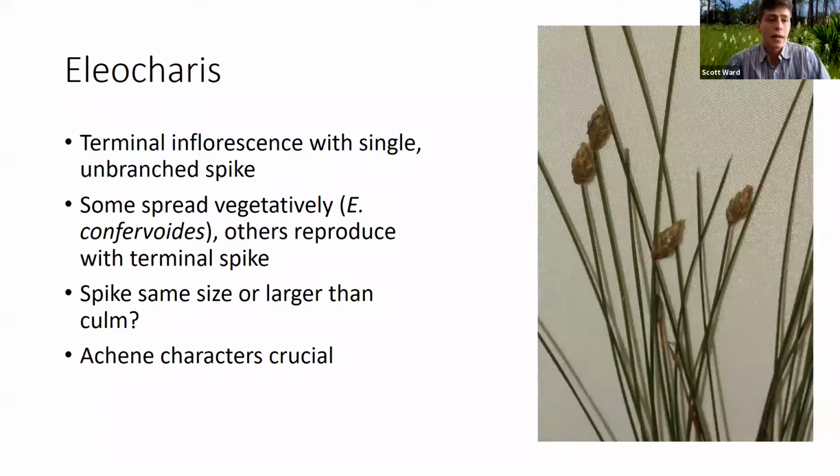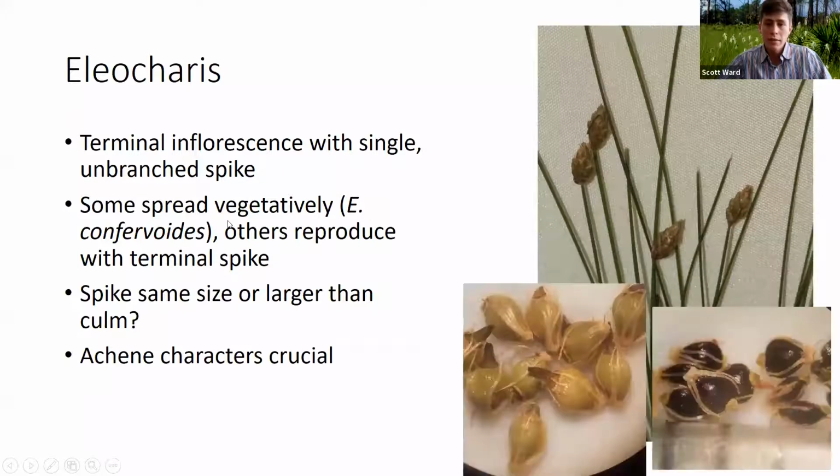Moving on to Eleocharis, the terminal inflorescences of this genus in particular are really unique in that they usually consist of a single unbranched spike with a terminal inflorescence, like in Eleocharis tuberculosa here. So some spread vegetatively, and others reproduce using reproductive means like producing spikes with seeds.